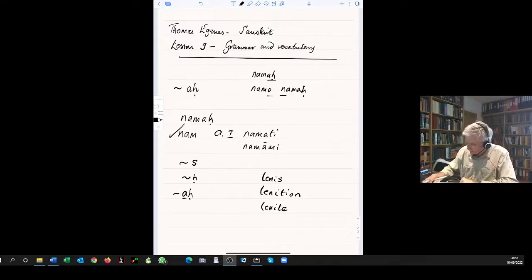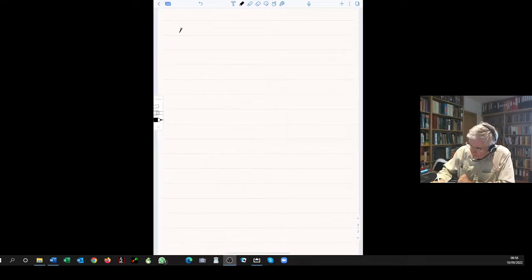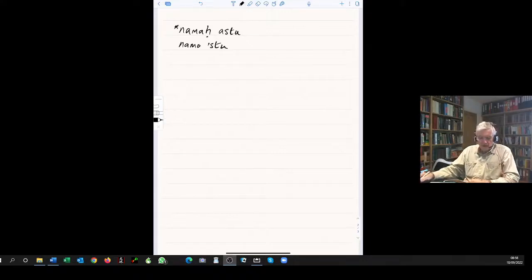namostu. Let me go over. So I'll write it without sandhi first. To remind you, when I put an asterisk in front of a word, it means that it's being written deliberately wrong by way of illustration. So namah astu, astu, may it be, the third person imperative, let it be. Namah astu becomes namostu. And we tend to write an apostrophe in Roman script to indicate the loss of that a.